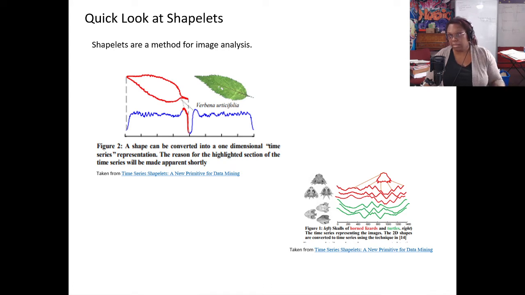Shapelets are a method for image analysis. You can have a shape be converted into a one-dimensional time series representation, and here we have a leaf and some skulls of horned lizards and turtles.